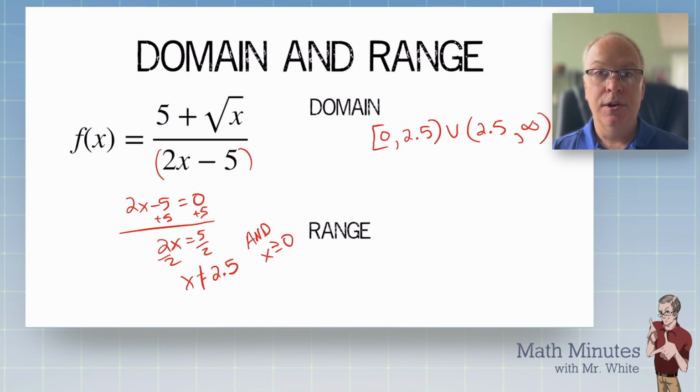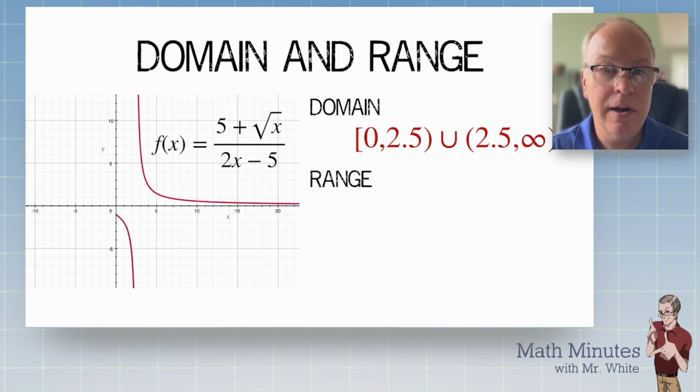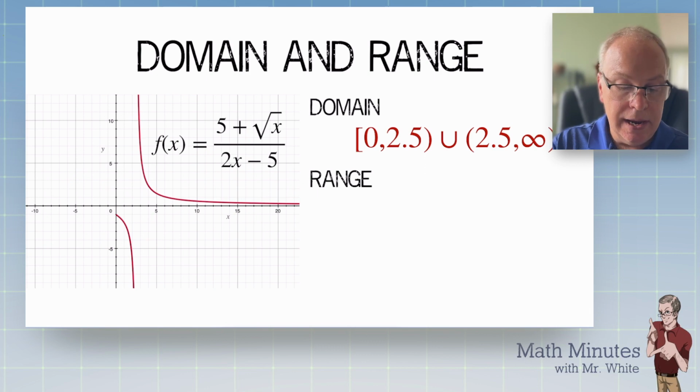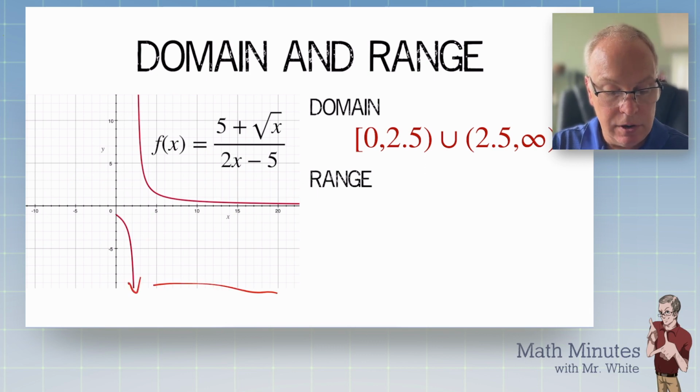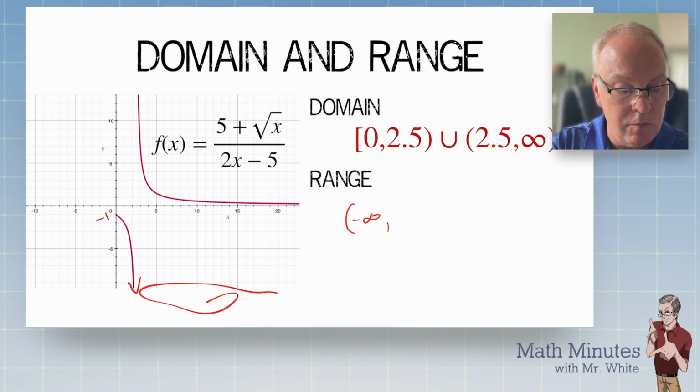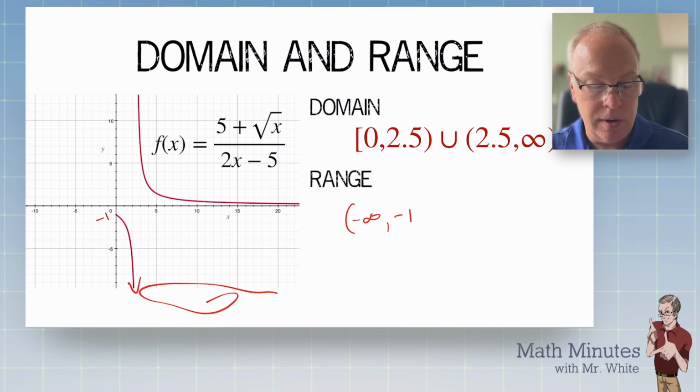The range is really hard to do without the graph. So look what I've got for us. I've already got the graph set up, and I plugged in the answer there from the previous slide. All right, so the range, how low does it go? You see how it goes way down here. So it starts at negative infinity, it goes all the way up to negative 1. See if I can get my negative signs right this time. All the way up to negative 1.